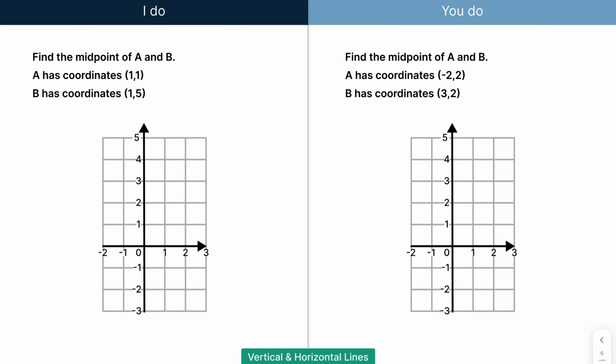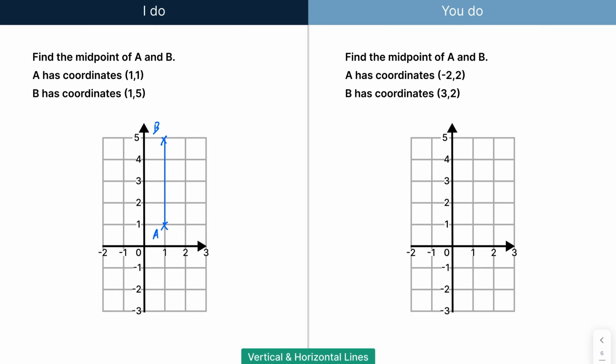So here we've been told to find the midpoint of A and B. The coordinates of A are 1, 1. So if I plot that here, that's the coordinates of A. The coordinates of B are 1, 5. I can plot that there. Now I can connect this line together.